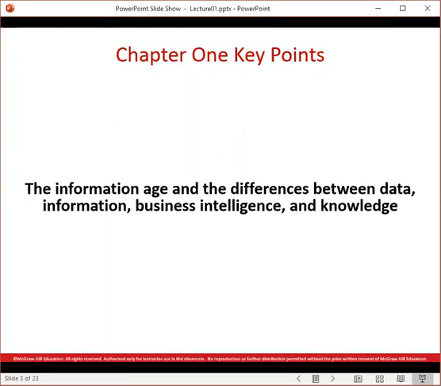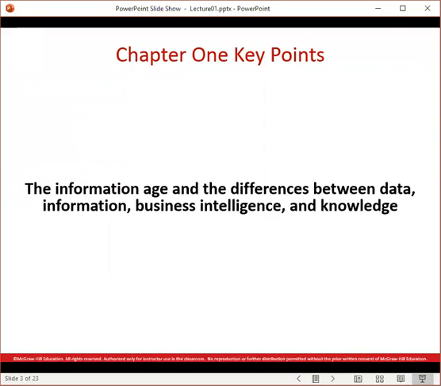So one of the key points in Chapter 1 is the information age and the differences between data, information, business intelligence, and knowledge. We live in the information age when we have infinite quantities of facts that are widely available to anyone who can use a computer. The core drivers of the information age include data, information, business intelligence, and knowledge.